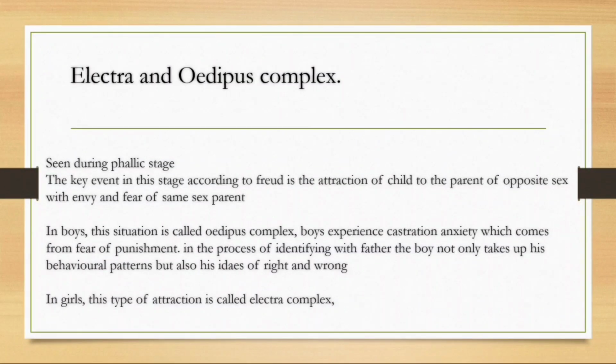Now we are into the Electra and Oedipus complex. It is part of the psychology. It is seen during the phallic stage. The key event in this stage, according to Sigmund Freud, is the attraction of the child to the parent of opposite sex, with envy and fear of the same sex parent. In boys, this situation is called Oedipus complex. Boys experience castration anxiety, which comes from fear of punishment. In this process of identifying with the father, the boy not only takes up his behavioral pattern but also his ideas of right and wrong.